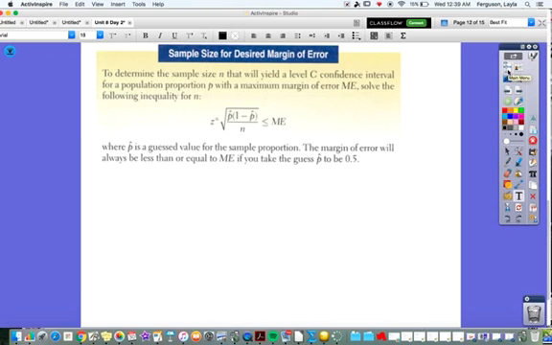All right, so sample size for a desired margin of error. To determine the sample size n that will yield a level C confidence interval for a population proportion p with a maximum margin of error ME, solve the following inequality for n. So you've got z star times the square root of p hat times 1 minus p hat all over n, and that has to be less than or equal to your margin of error, where your p hat is a guess value for the sample proportion. The margin of error will always be less than or equal to the margin of error if you take the guess p hat to be 0.5.